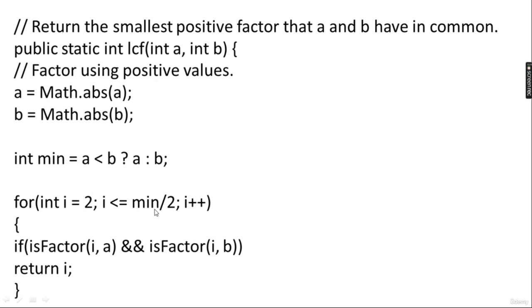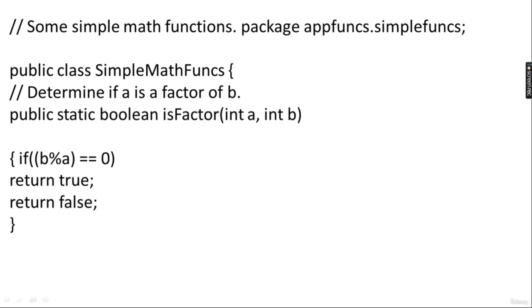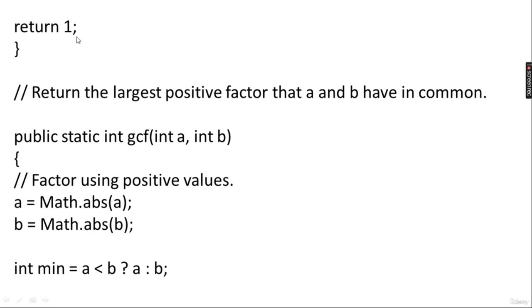If minimum is 6, we will be iterating up to 3. From 2 to 3, we are iterating one time. So, if A is a factor of I and B is also a factor of I, then return I. So, it is the smallest positive factor starting from 2 up to minimum divided by 2 that A and B have in common as a factor. Simple. Otherwise, it will return false.